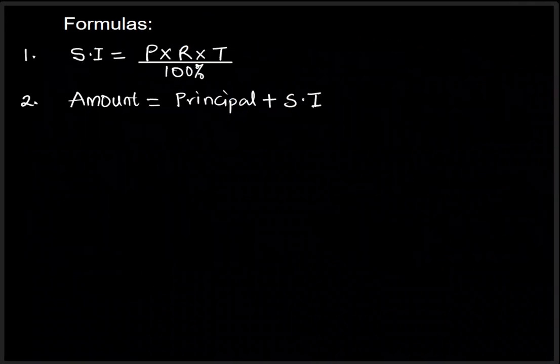Right, so let's see the formulas. We have just two formulas. Simple interest is equal to principal times rate times time, all over 100%. That is the formula for simple interest. And then amount is equal to the principal plus simple interest. So these are the two formulas we are going to work on.